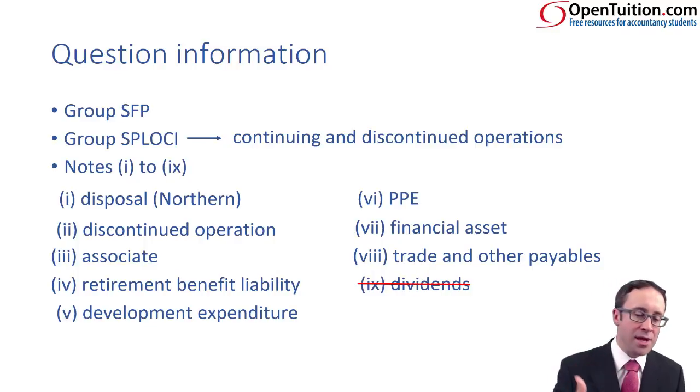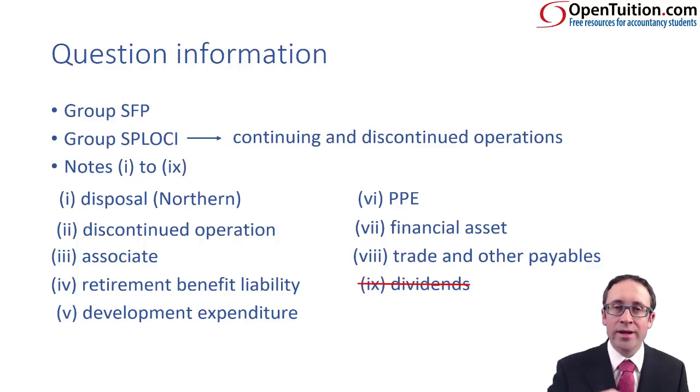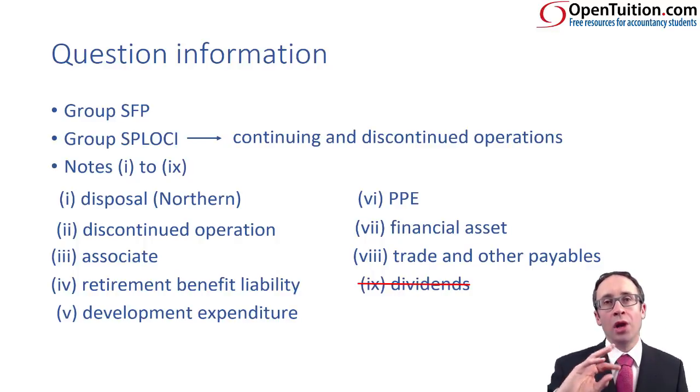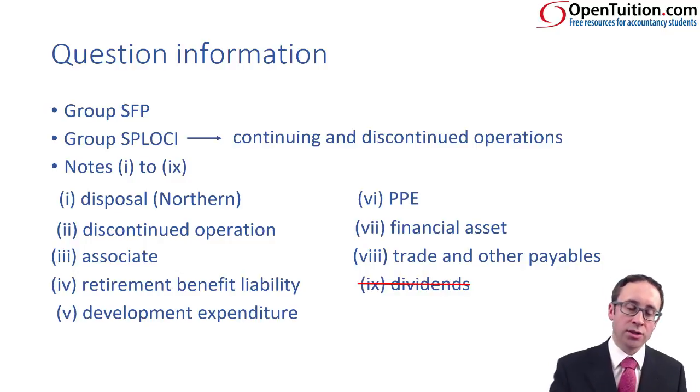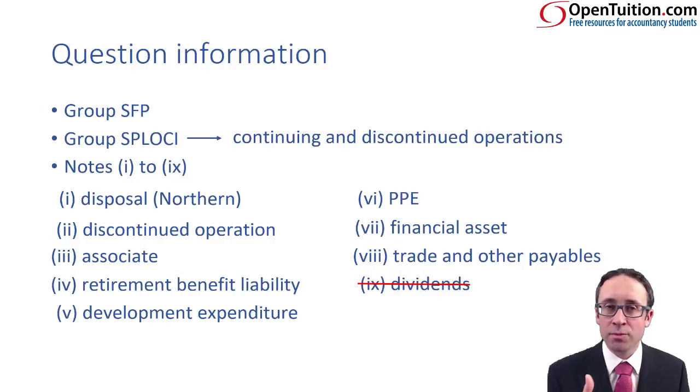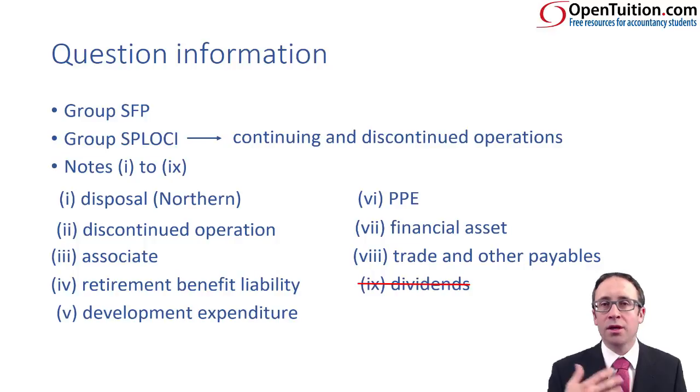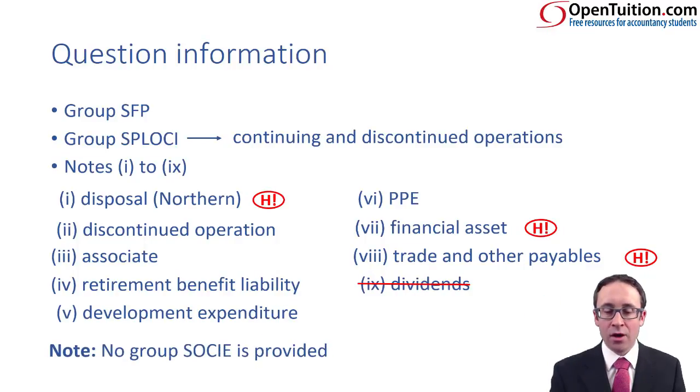Payables, financial asset, PPE, intangibles, pension, associate, discontinued operation and disposal are very much more linked towards the statement of profit or loss. And the key bit on the disposal is to adjust the balances that have been disposed of when it comes to looking at PPE, inventory, receivables and payables. What I would be doing if I was there within the exam, those 3 aspects there, the disposal, the financial asset, the trade and other payables, they are rock solid.